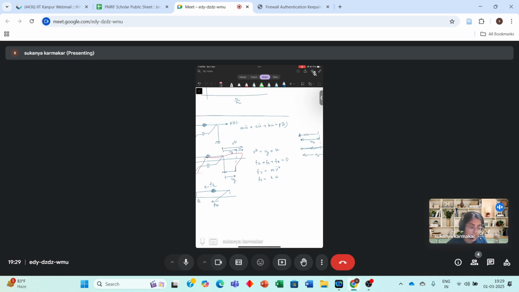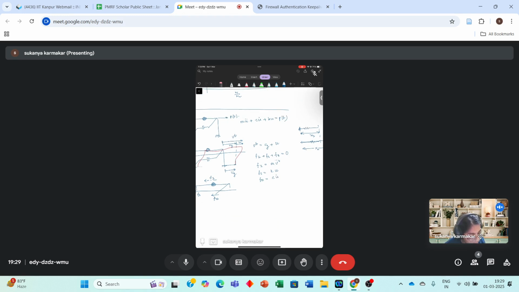Similarly, damping force is c times u dot, the velocity, and here also only the relative term should come into the picture. So Fd is c into u dot. So let's substitute these terms. So Fi plus Fd plus Fs: M u double dot total plus C u dot plus K u is equal to 0.